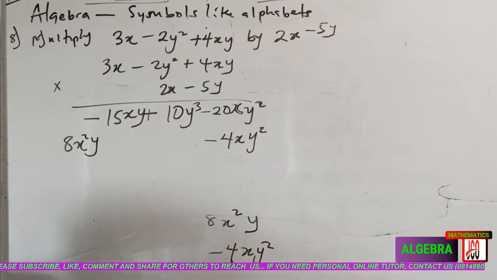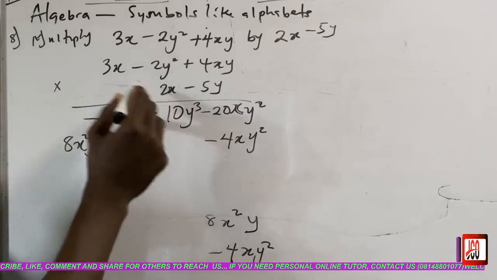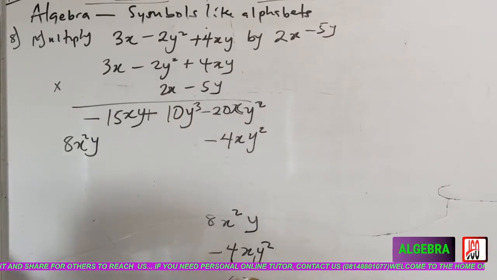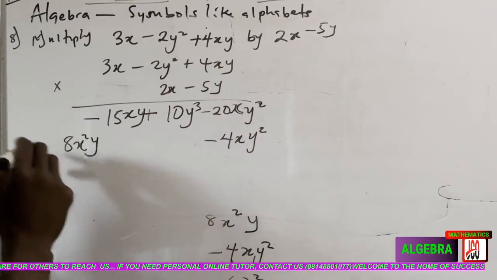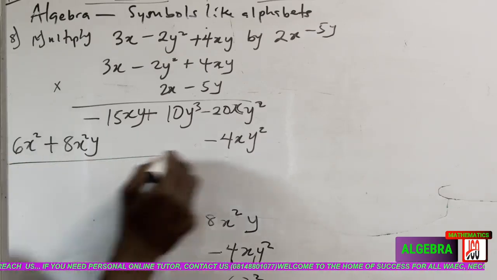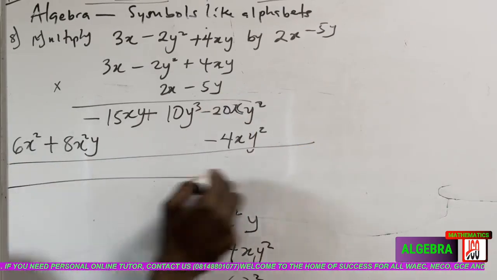Now, go on. Lastly, 2x times 3x. 2 times 3 is 6. X times x is x square. Nobody here has x square, so I'll bring it to 6x square there. So now I'm going to add them down.